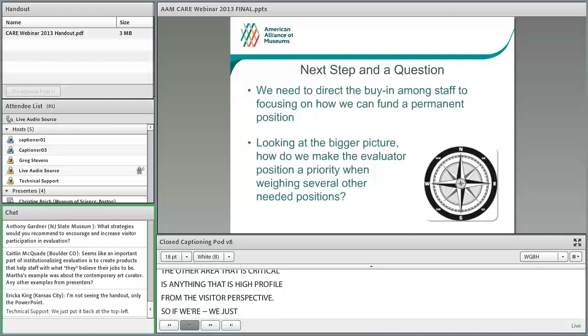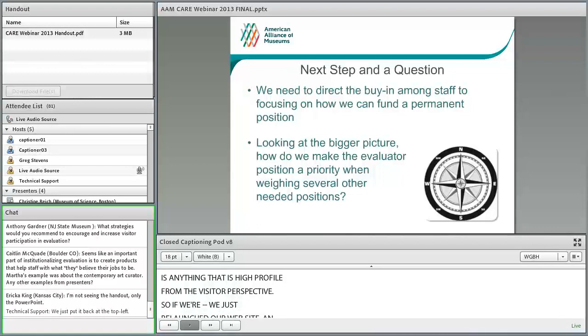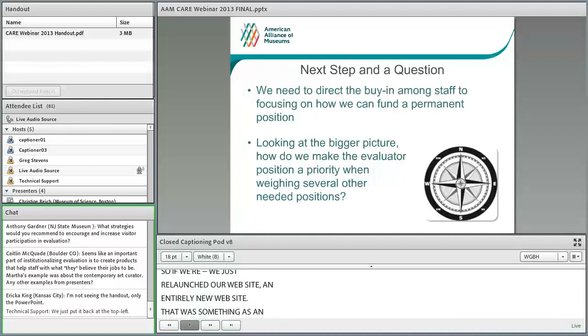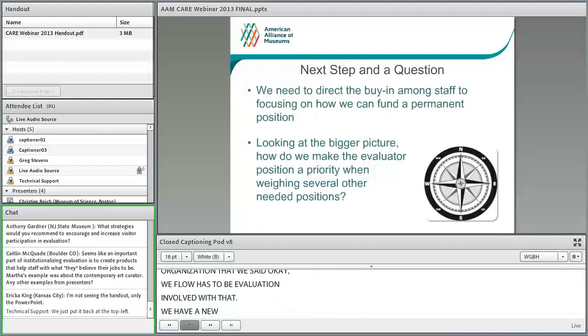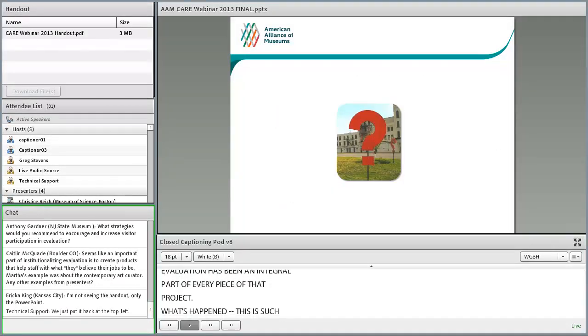And then the other area that I think is really critical is anything that is high profile from the visitor perspective. So if we just relaunched our website, so an entirely new website, that was something as an organization where we said, okay, we know that there has to be evaluation involved with that. We have a new 12,000 square foot exhibition. Evaluation has been an integral part of every piece of that project.